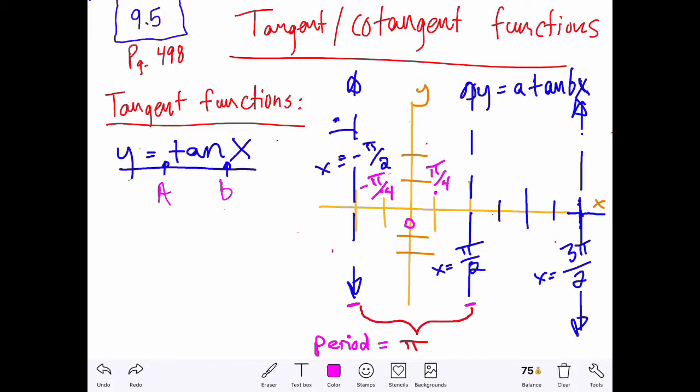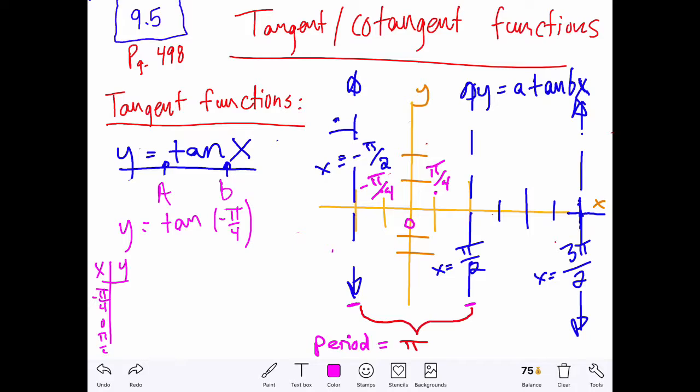Okay, let's evaluate, say, negative pi fourths to start here. And again, that would be our XY table. Negative pi fourths, 0, and pi fourths. And we've already got the other locations, which are our asymptotes. Okay, so let's evaluate one of these. Y equals the tangent of negative pi fourths.